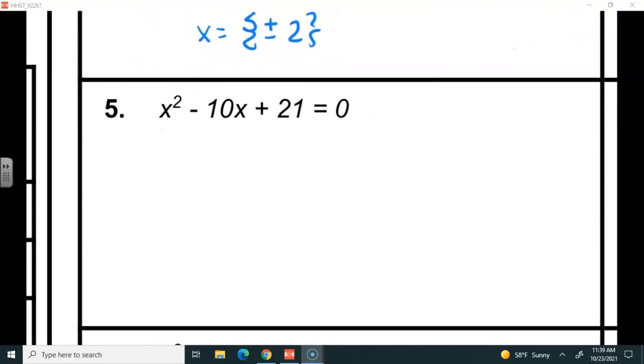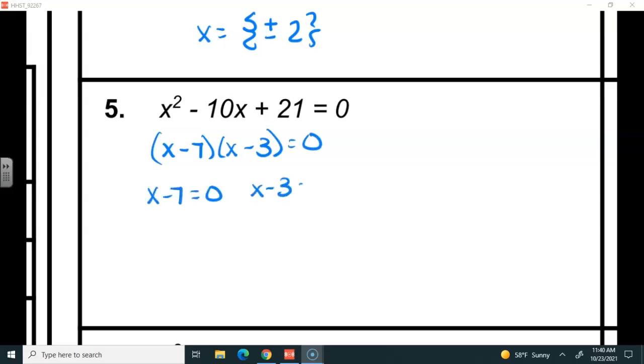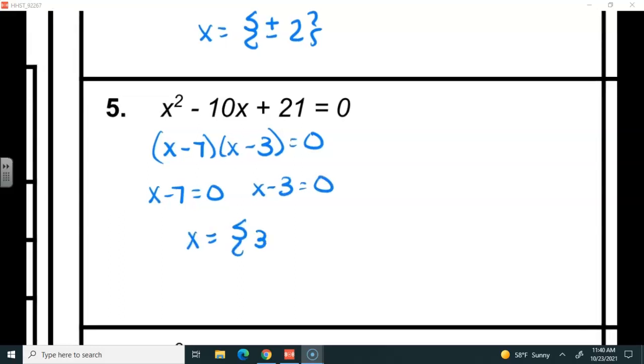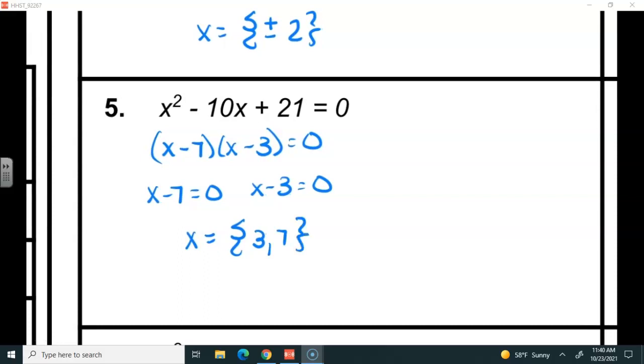All right, so here we have a trinomial when a is 1. So we are going to just ask ourselves what multiplies to give me positive 21, but will combine and add to give me negative 10. And hopefully you're getting quick about this and you realize it's x minus 7 and x minus 3 equals 0. So then we have x minus 7 equals 0, x minus 3 equals 0. So x is going to equal 3 and 7.